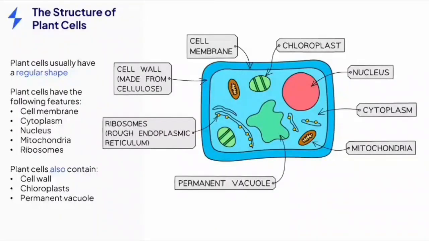The permanent vacuole is a compartment within the cell that contains sugars dissolved in water. This solution is known as cell sap. When the vacuole is full of cell sap, it can push outwards against the cytoplasm, providing additional structural support to the cell.